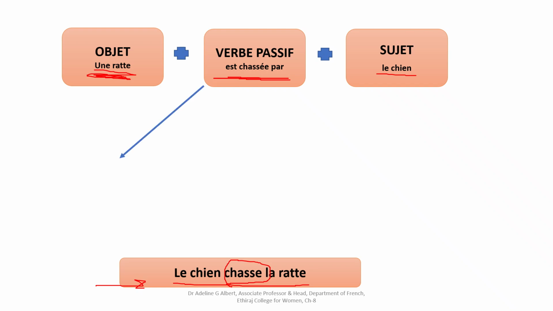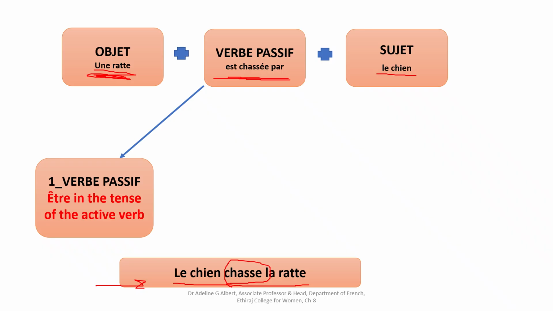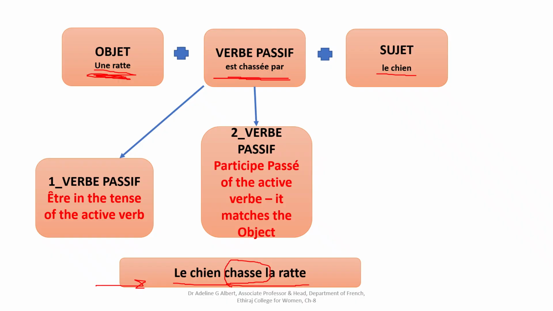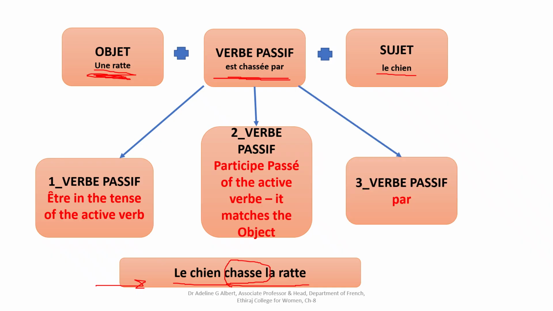D'accord? So what are these three parts? The first part is être in the tense of the active verb. So if the active verb is present tense, être should be in the present tense. If the active verb is in the past tense, être should be in the past tense. Okay? The second is the past participle of the active verb. Here, chasse, present tense, is an er verb. Therefore, we have the past participle chassé. And then you have the word par. Now, look at one more thing. I have made the word rat feminine. So can you see over here in chassée, I have an extra E. The past participle, the second part, matches the new subject. D'accord?